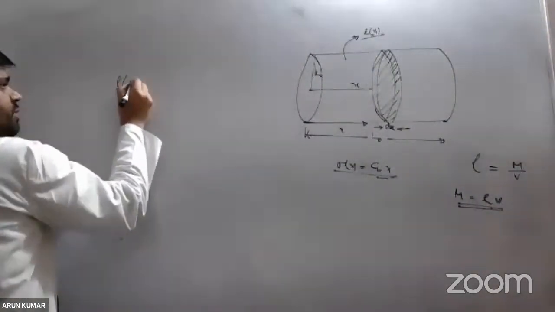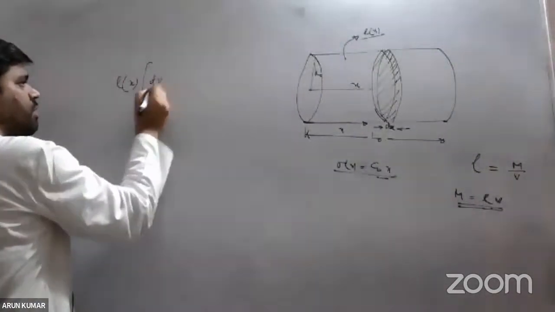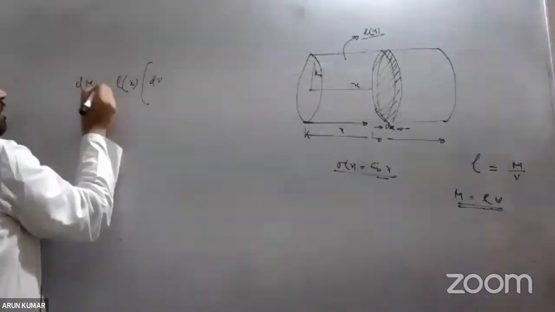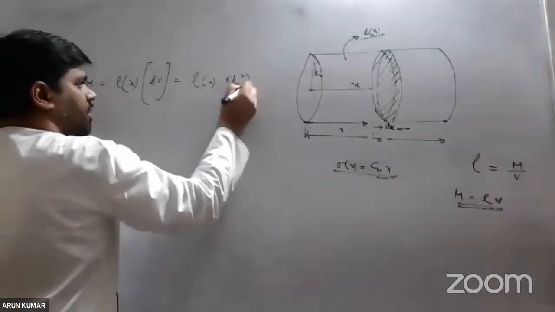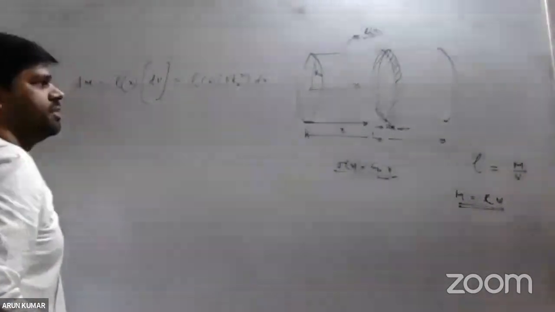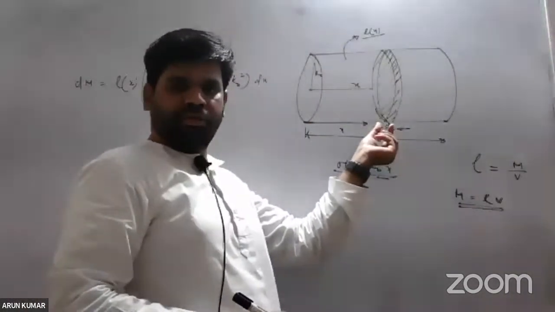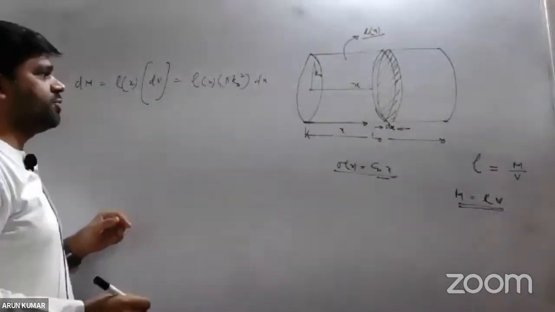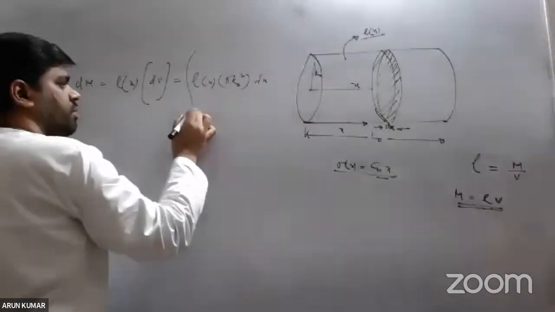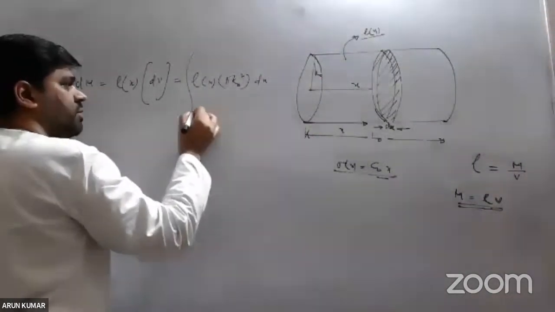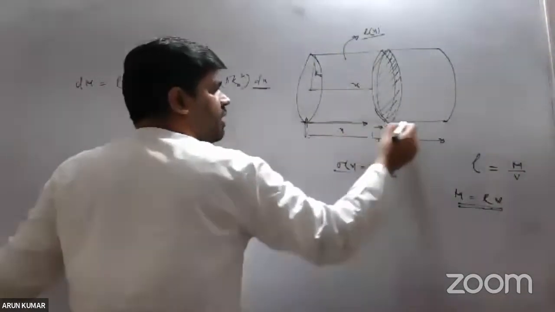What is rho? Rho of x. And what is the volume of the element dv? Pi r square dx, that is area into width. Now I integrate this from where to where? From 0 to L naught, because my x is the variable here. x starts from 0 and goes up to L naught.